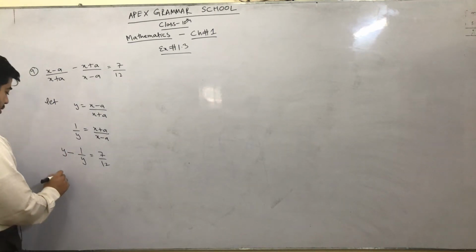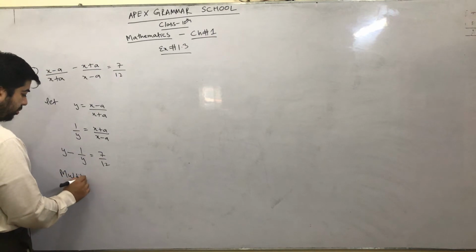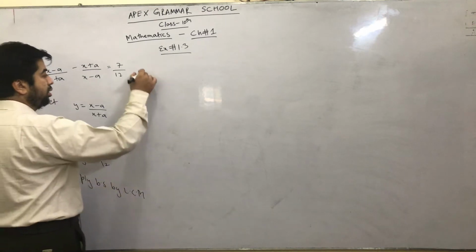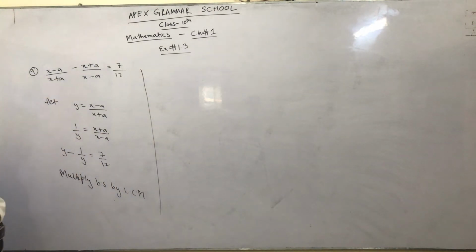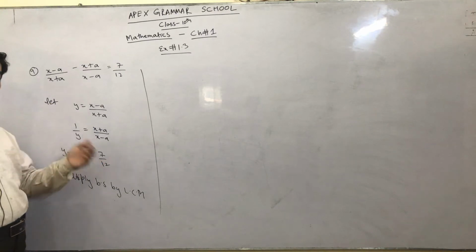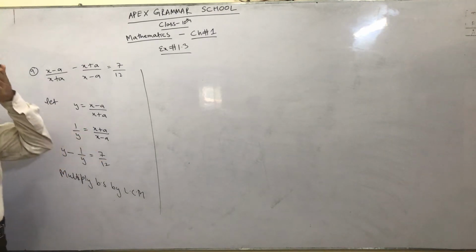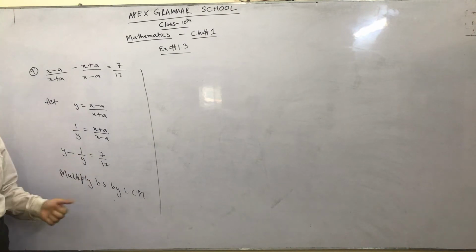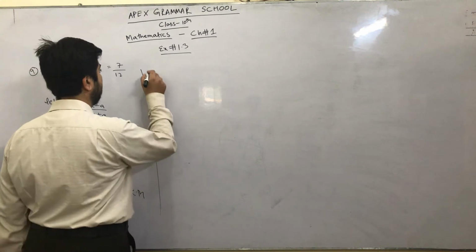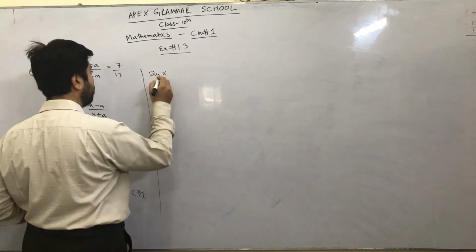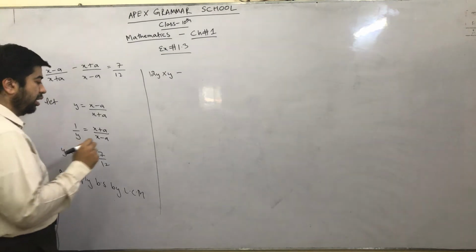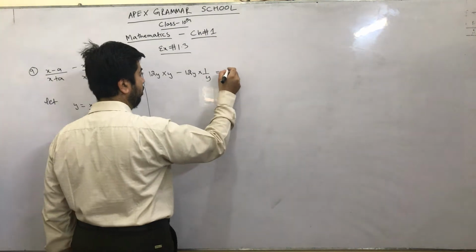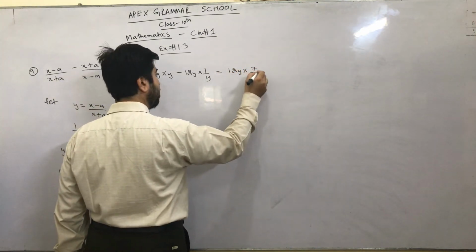So multiply both sides by the LCM, which is 12y. You have to multiply 12y on both the sides, on the left hand side and on the right hand side. The second method is you can take the LCM of it and after that cross multiply as your choice. So 12y is going to multiply with this y, minus 12y is going to multiply with this 1 over y, and 12y is going to multiply with 7 over 12.